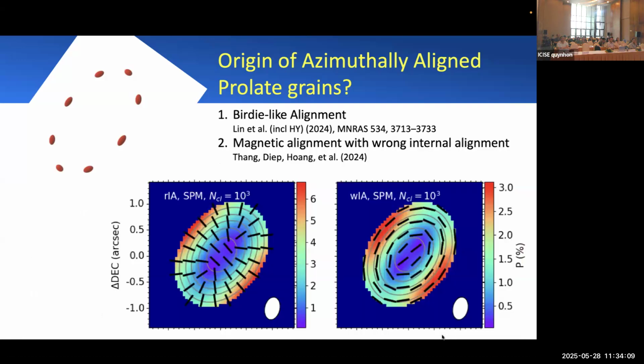There's another work done by Tim and his student Song and Professor Deb. They discussed wrong internal alignment. So in this case, it is still magnetic fields doing the job. The dust grains are aligned with the azimuthal or toroidal B field. However, the dust grains do not have correct internal alignment. They are aligned so that they have their long axis along the B field. So it's exactly the same scenario as we're discussing. So this is also a very interesting alternative.